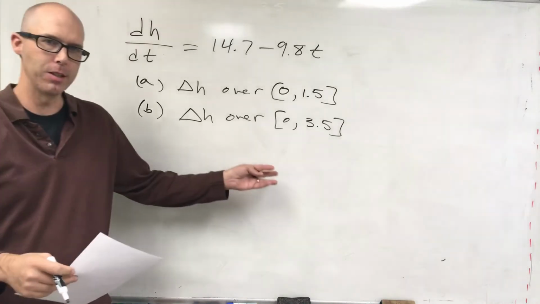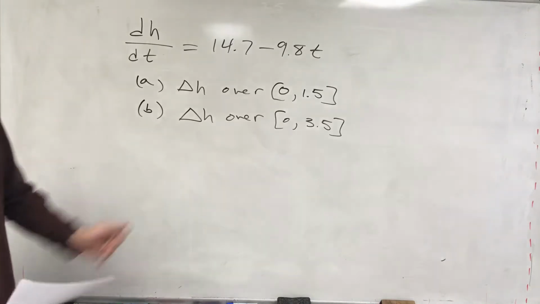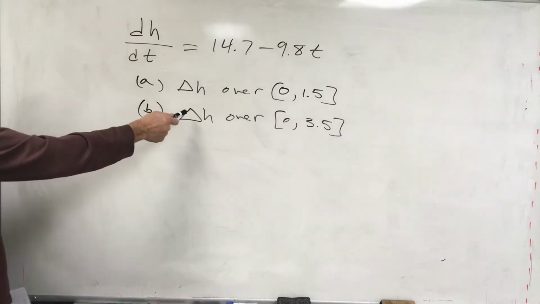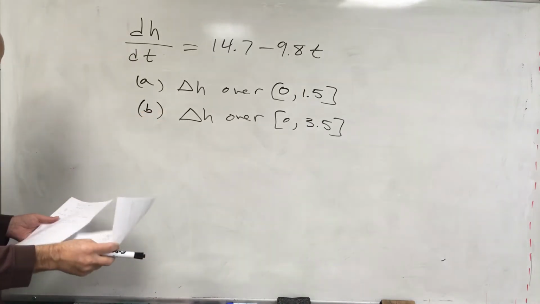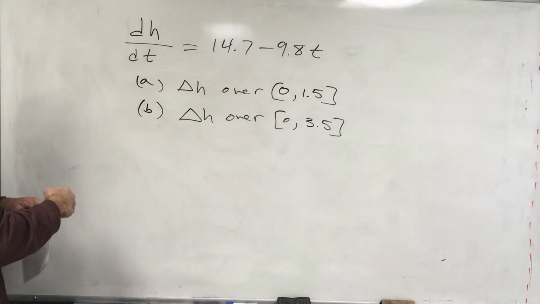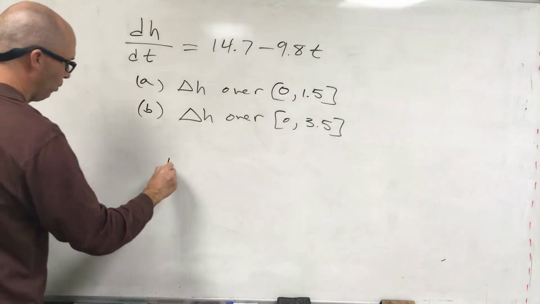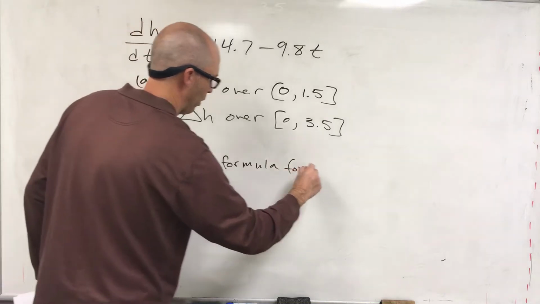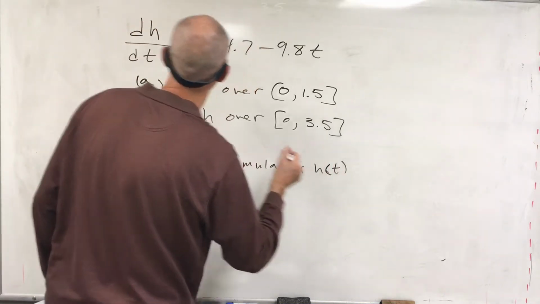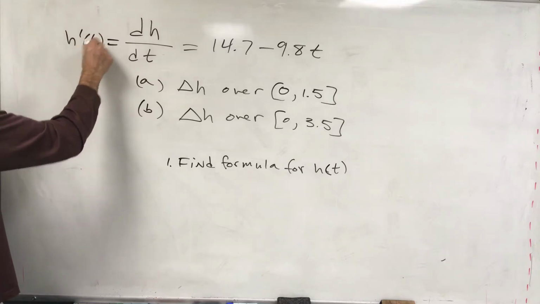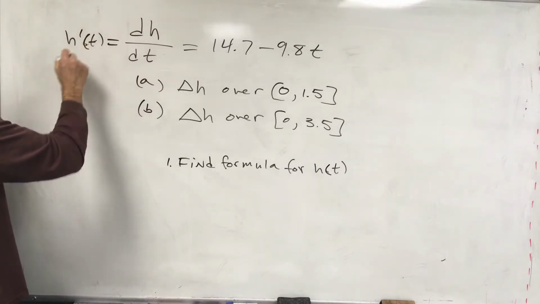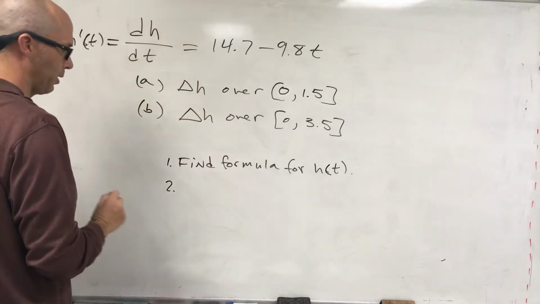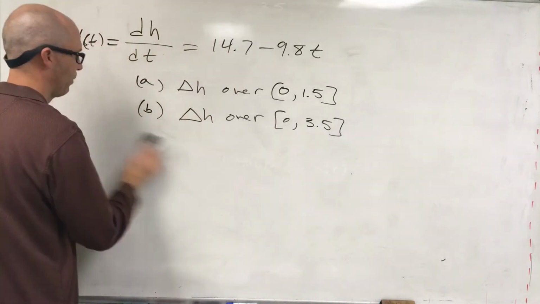In example 1, we did this using areas of triangles. We can do this another way. Another way to do this is to find a formula for h of t. Remember that this is another way of saying h prime, so if this is h prime, we can take the antiderivative to find h. Then two, we'll compute each of these pieces.